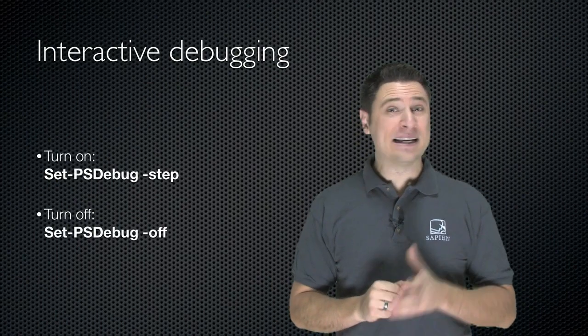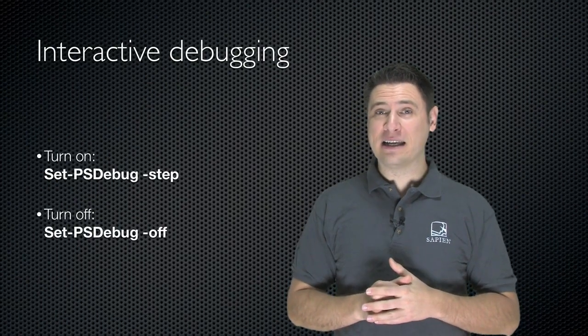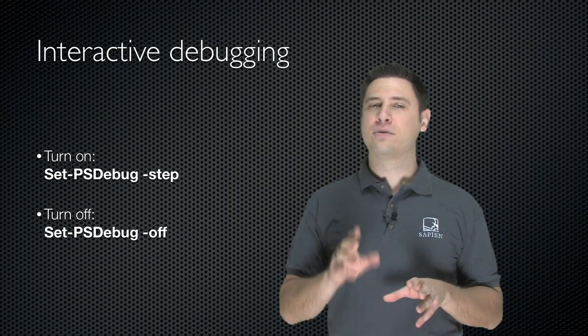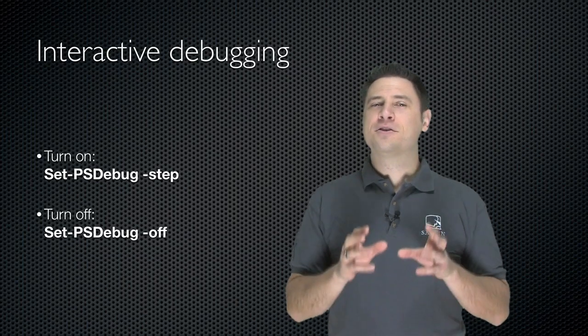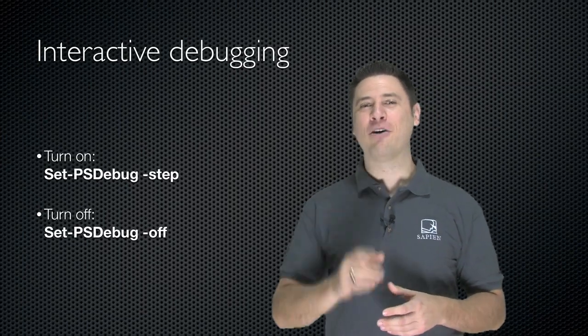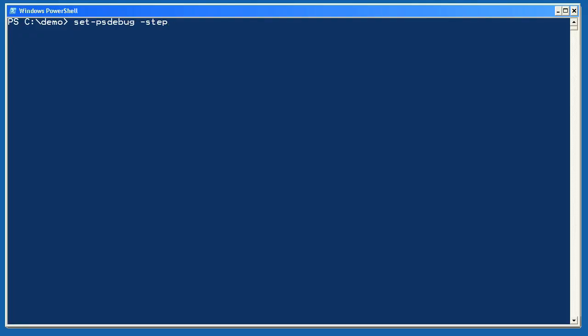Here's how to turn it on. Set-PSDebug -Step. And you're going to want to know how to turn it off, because once you turn it on, it can be a little annoying. So to turn it off, it's Set-PSDebug -Off. Let's see how it works. We're going to run the same script again, this time without the debug output, to see how to use the interactive debugger. I've turned the debugger on, and now I'm running the script.